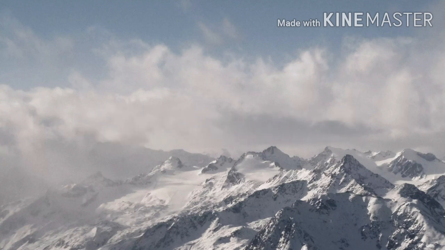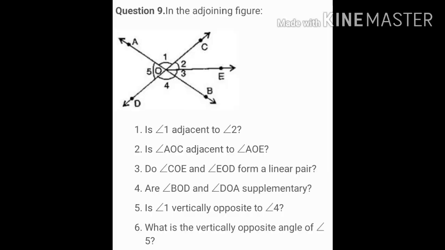So let's see question number 9 of the exercise. A figure is given here. They are asking: one, is angle 1 adjacent to angle 2? Is angle AOC adjacent to angle AOE? Do angles COE and EOD form a linear pair? Are angles BOD and DOA supplementary? Is angle 1 vertically opposite to angle 4? What is the vertically opposite angle of angle 5?